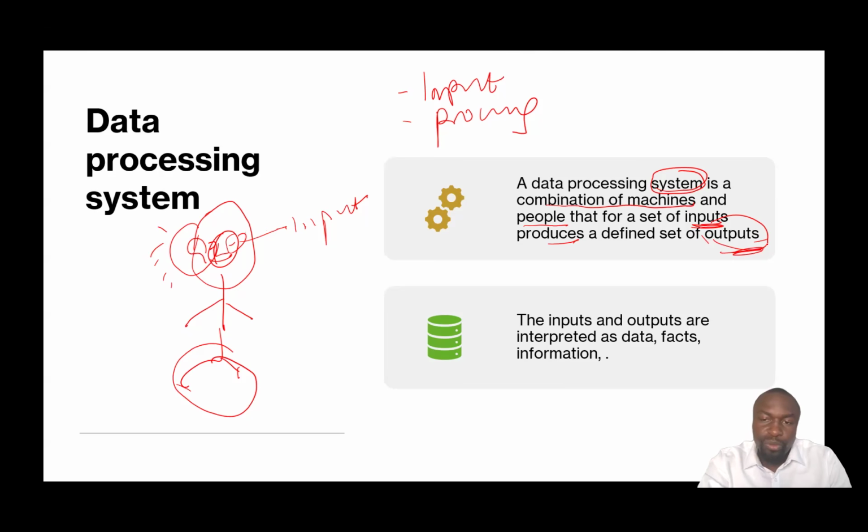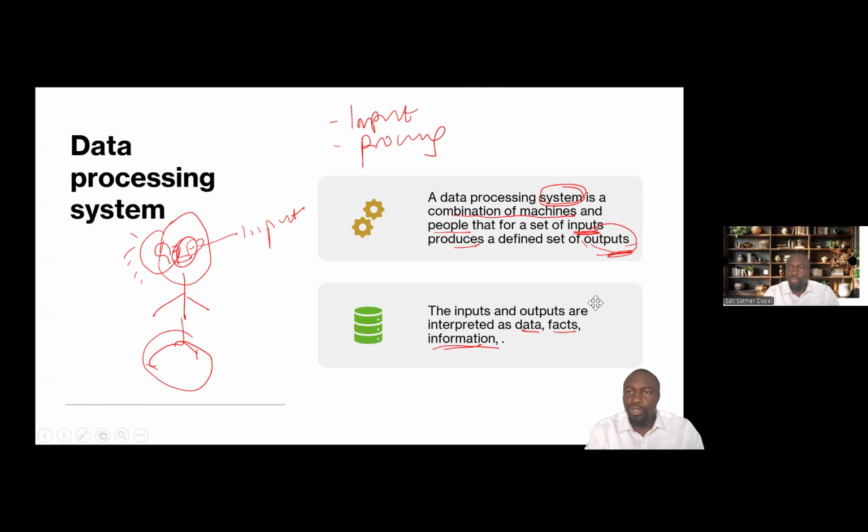Now, the input and output are interpreted as data, facts, and information. The output is where the information comes in. Information is processed data, and information is conveying a meaningful idea. That's information. Okay, so basically that's it when it comes to the issue of information.